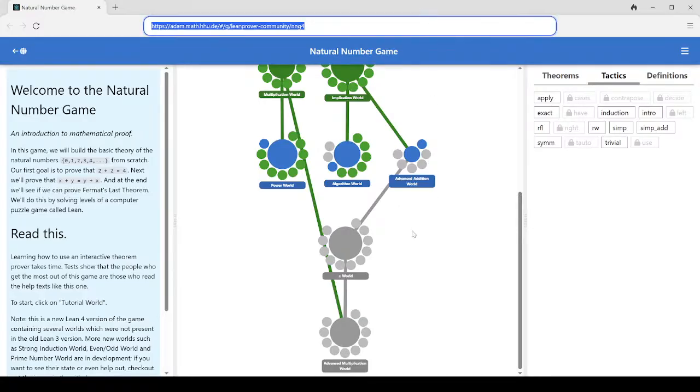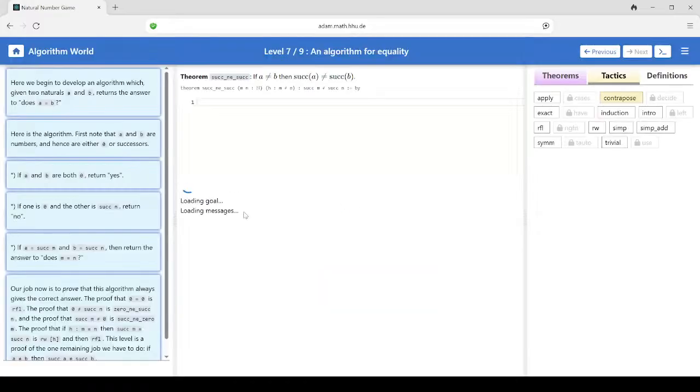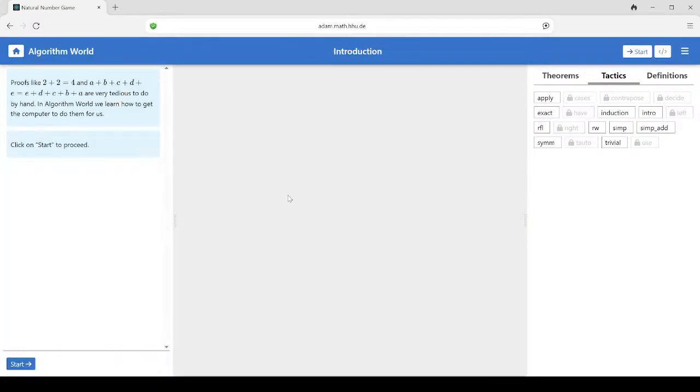I think what I'm going to do is start over this world and see if I can comprehend it a little bit better. Start at level 1.